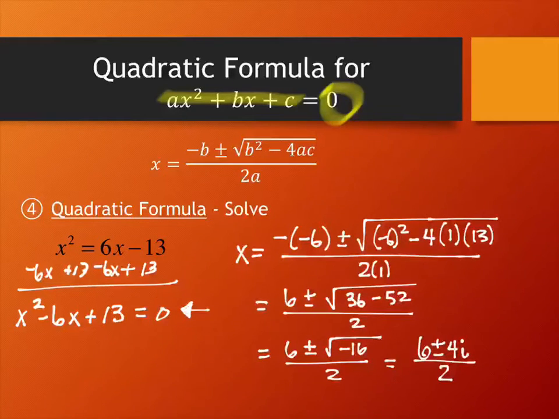Now we're almost finished, but just like again in chapter P, this can be simplified because the 6, the 4, and the 2 are all divisible by 2. So we will reduce each of them. 6 divided by 2 would give me 3. And then my 4i divided by 2 would give me 2i. And it's a plus or minus between. So we end up with this solution.